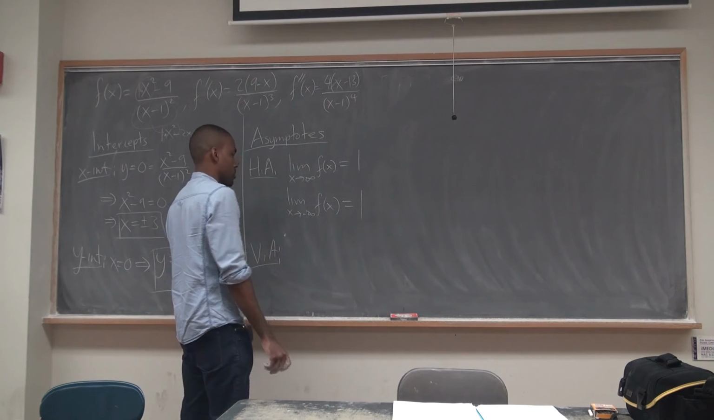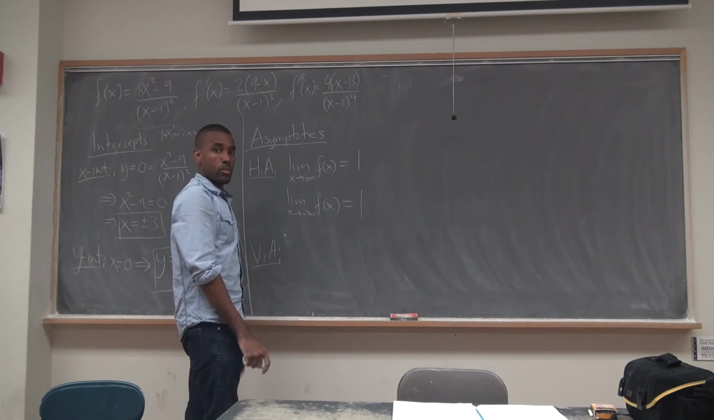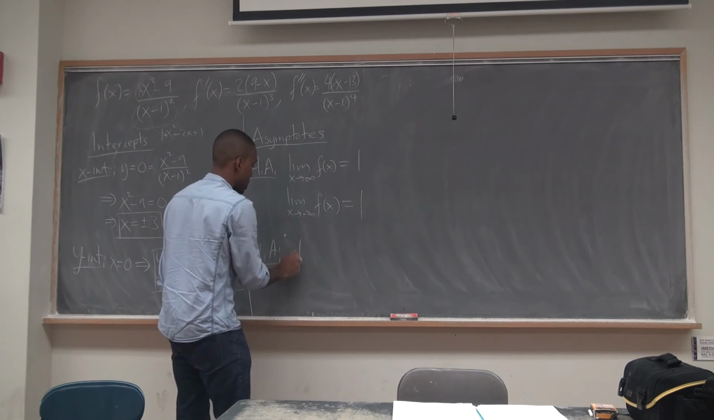Vertical asymptote is where the denominator is 0. Set the denominator to 0.